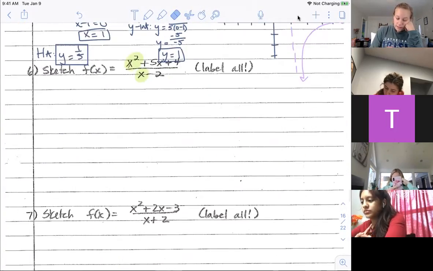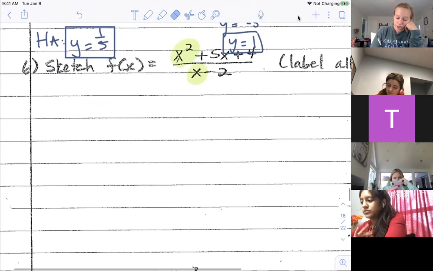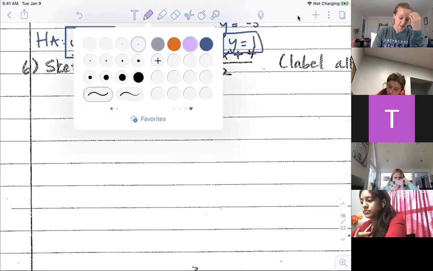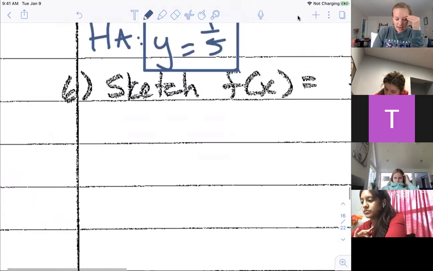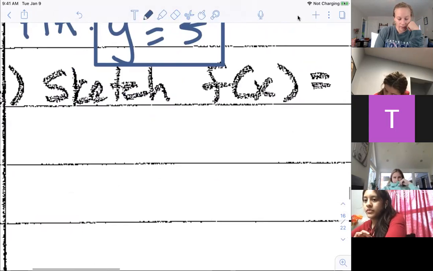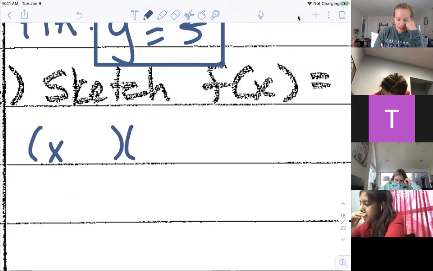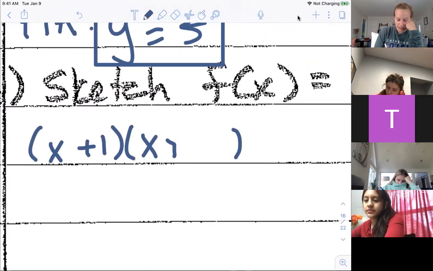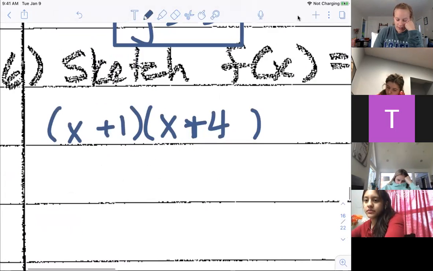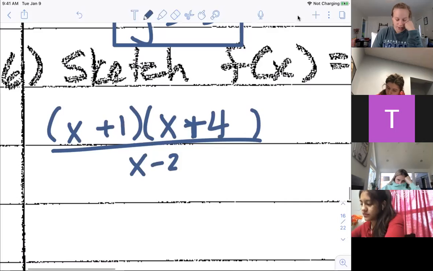I've got this problem here. I just told you that we should look to factor. We can factor here, but it's not going to help us. So let's look at that very quickly. If I were to factor x squared plus 5x plus 4, it needs to multiply to be 4 and add to be 5. Well, that would be x plus 1 and x plus 4. Then the bottom stays as x minus 2. Not super helpful because I can't cross anything out. So you're welcome to factor it, but this doesn't help us at all, so you don't have to do that.